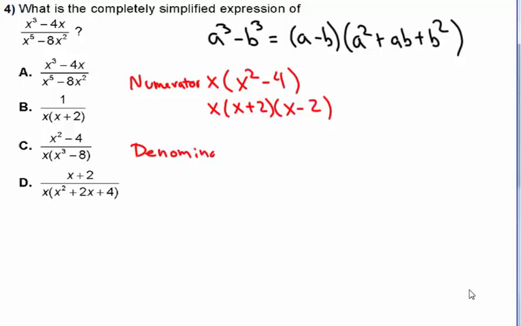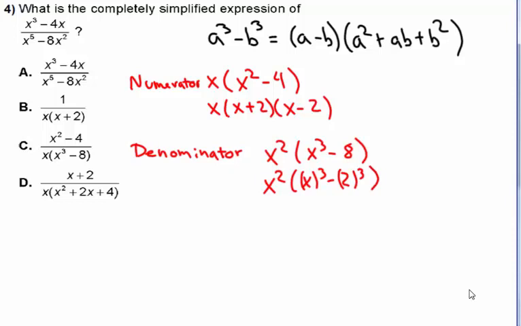Hopefully looking at those, you see they both have an x squared in common, so that'll be the first thing we factor out. And now we've got x cubed minus 8. Well, that is something cubed minus something cubed. It's x to the third minus 2 to the third. So now we can use this rule up here, and our x is our a, and our 2 is our b. So we got x squared times x minus 2 times x squared plus 2x plus 4.